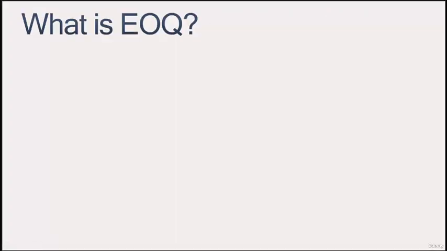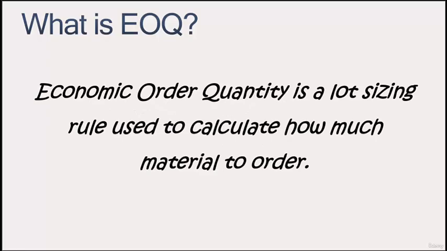As part of managing inventory, supply chain professionals not only need to know when to buy material, but also how much material to buy. So far, we've been discussing the schedule and the when. Now let's review the how much. EOQ, or economic order quantity, is a lot sizing rule used to calculate how much to order. EOQ is not the only rule. There are other methods, but we'll only cover EOQ in this course.